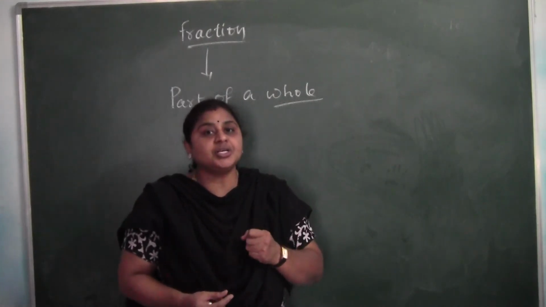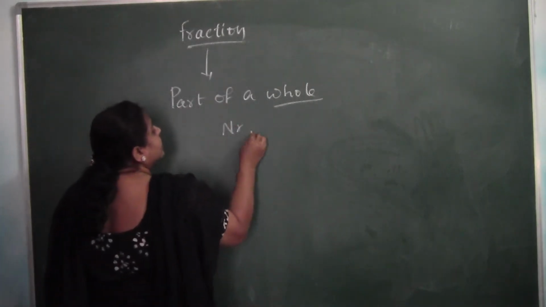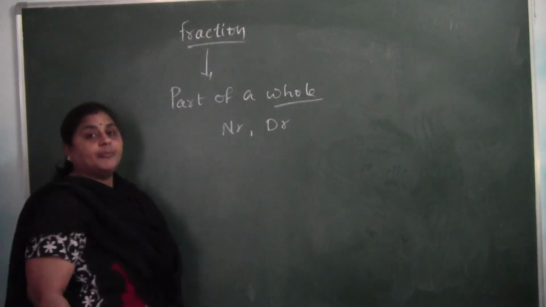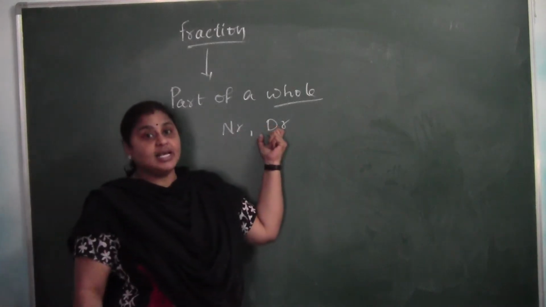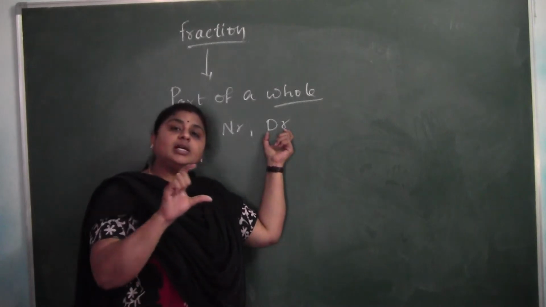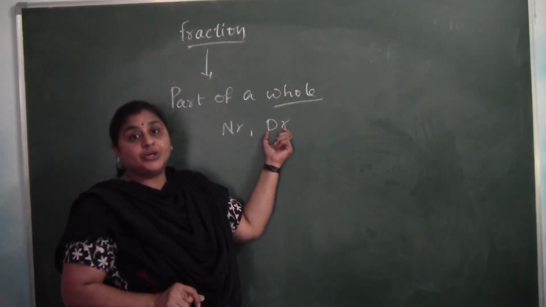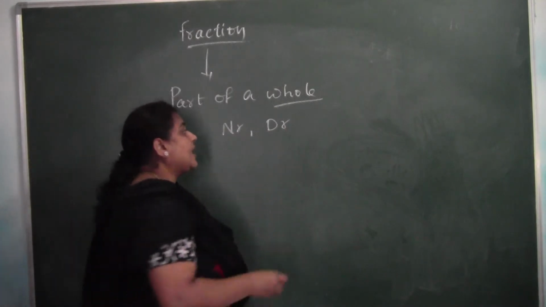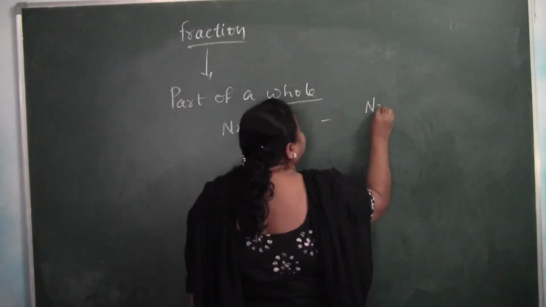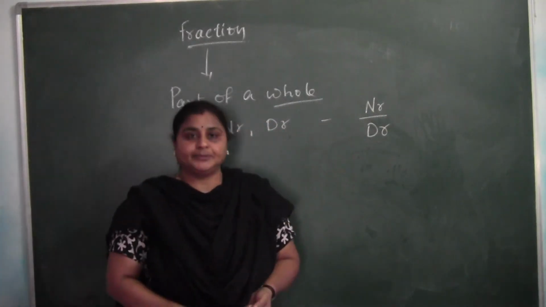Right, and a fraction has two parts. What are those? Numerator as well as denominator. Denominator represents the total number of parts, whereas the numerator represents the shaded part or the parts that we wanted.